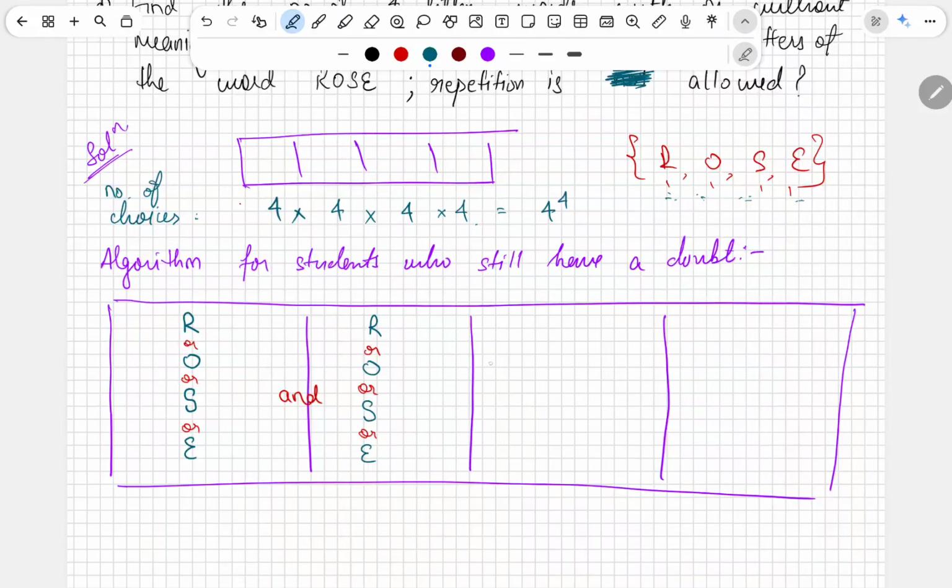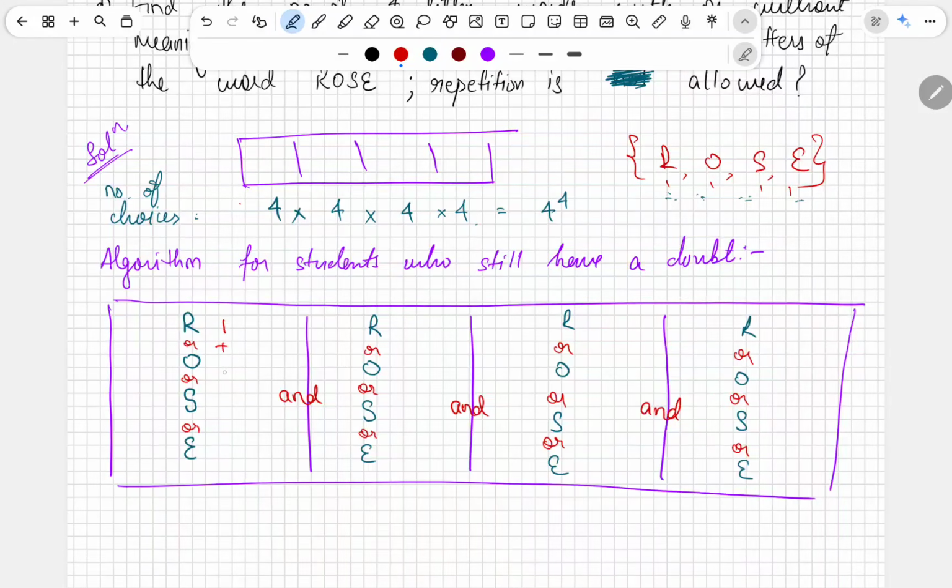Then again in the third block I can put R, O, S, E, and between these I have a choice, either one will be placed. Then again for the fourth block, I will write R or O or S or E. So "or" will come in between them.